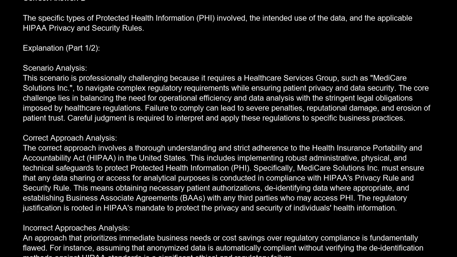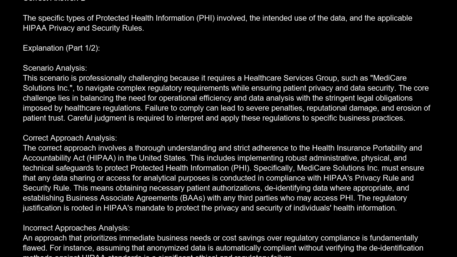This scenario is professionally challenging because it requires a healthcare services group, such as Medicare Solutions, Inc., to navigate complex regulatory requirements while ensuring patient privacy and data security. The core challenge lies in balancing the need for operational efficiency and data analysis with the stringent legal obligations imposed by healthcare regulations. Failure to comply can lead to severe penalties, reputational damage, and erosion of patient trust. Careful judgment is required to interpret and apply these regulations to specific business practices.